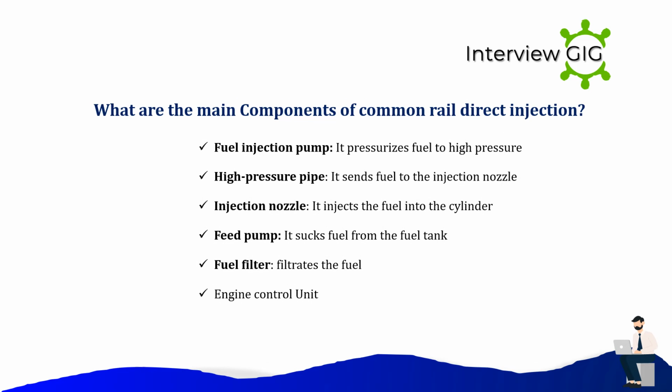What are the main components of common rail direct injection? Fuel injection pump: it pressurizes fuel to the high pressure pipe. Injection nozzle: it injects the fuel into the cylinder. Feed pump: it sucks fuel from the fuel tank. Fuel filter: filtrates the fuel. Engine control unit.